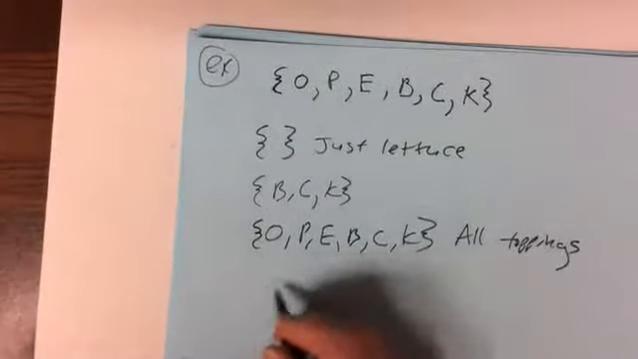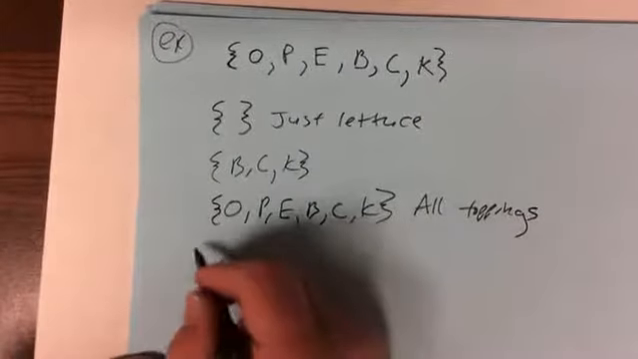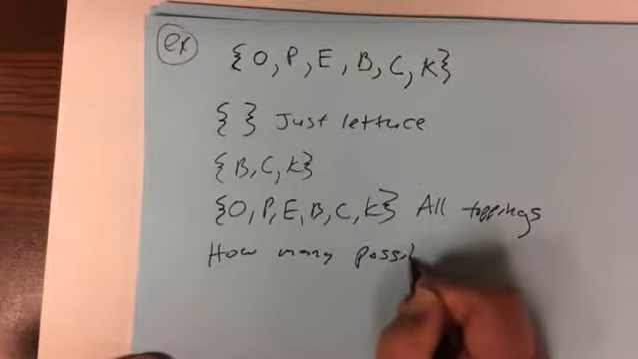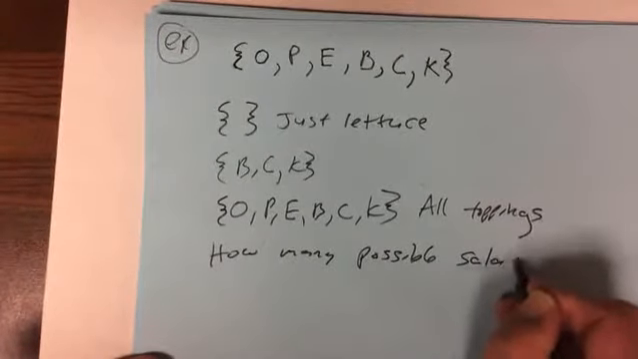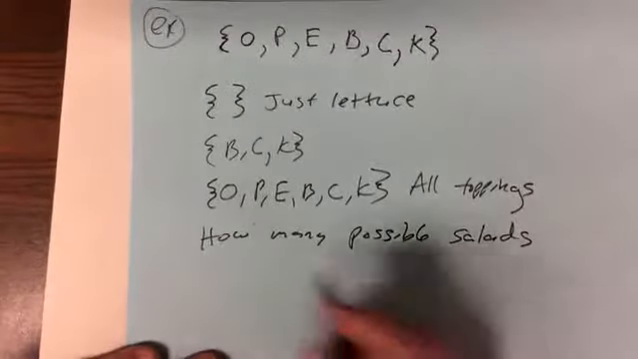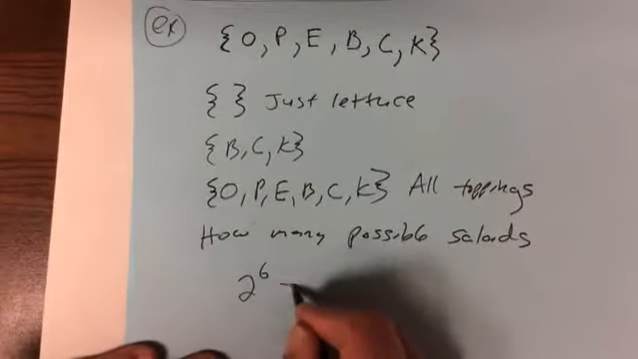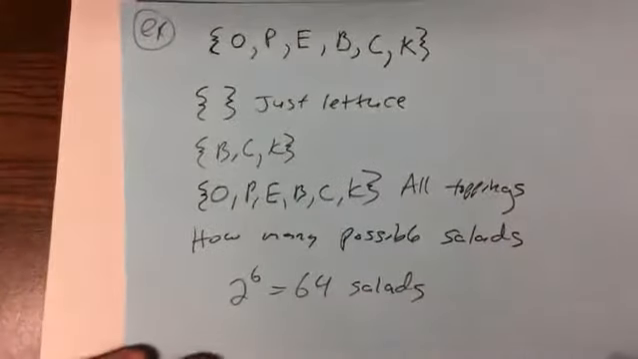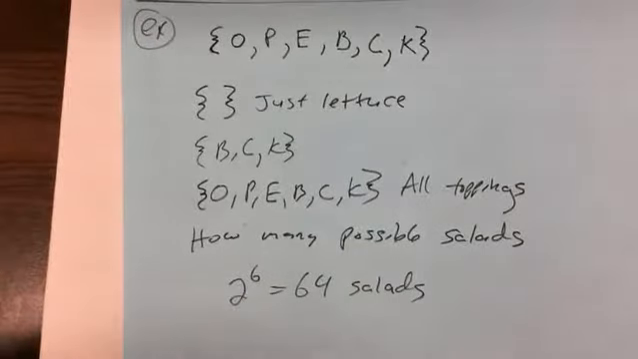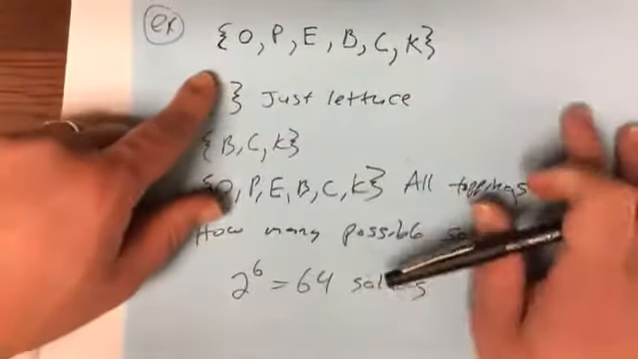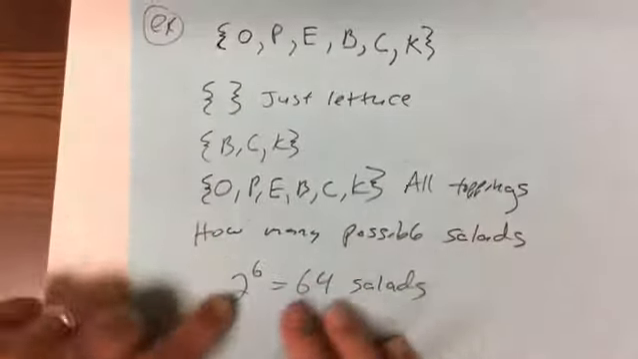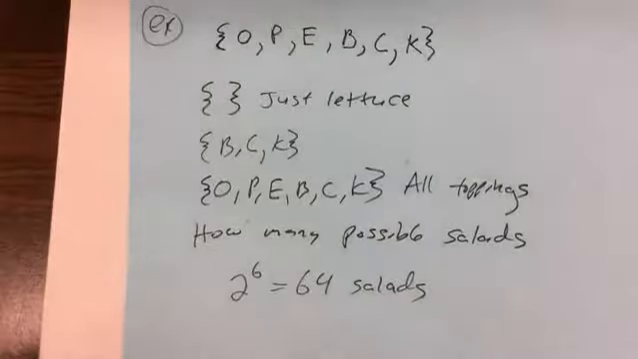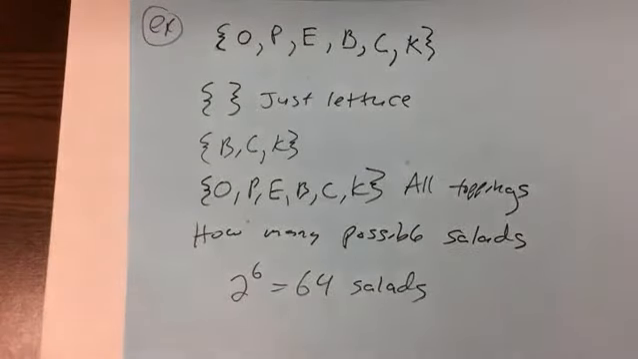Okay, so if you want to know how many possible salads there are, you would just do 2 to the 6. There's 64 salads that could be made with those toppings. You could have 64 different salads. So you would just have the list of the toppings. You'd count how many toppings. You would use this formula to get the number of salads. Okay? Let me show you one other thing, too.